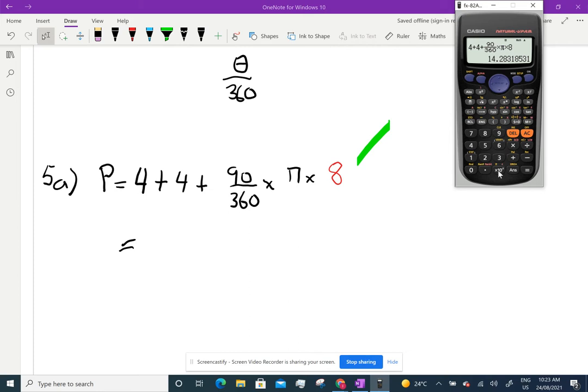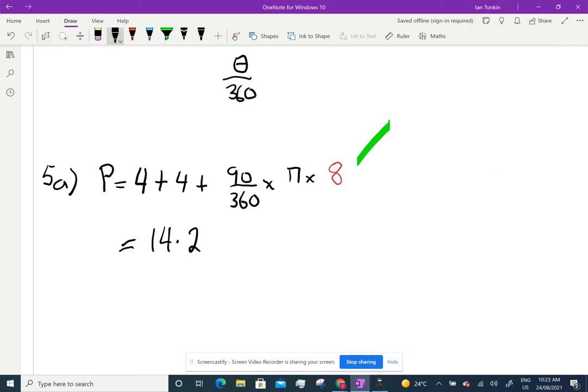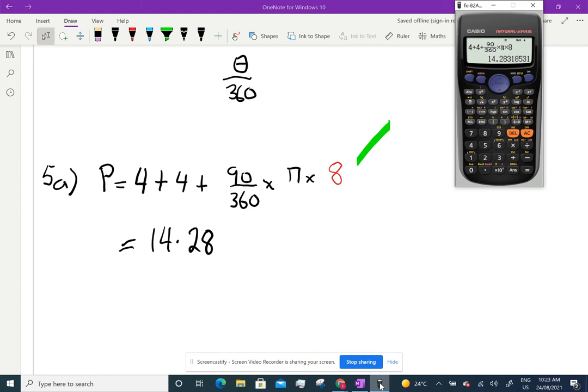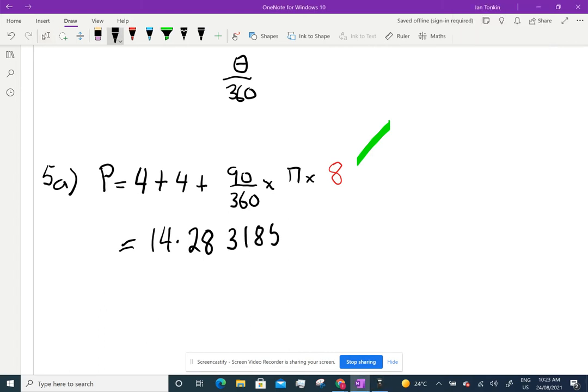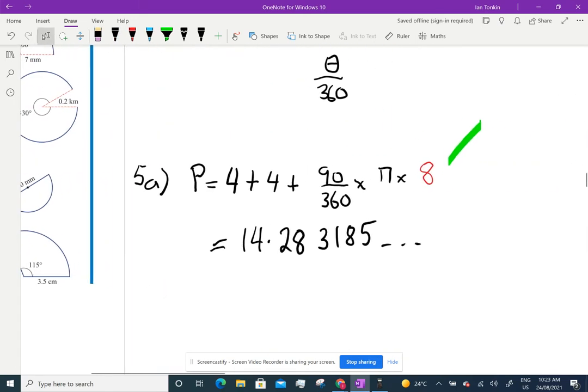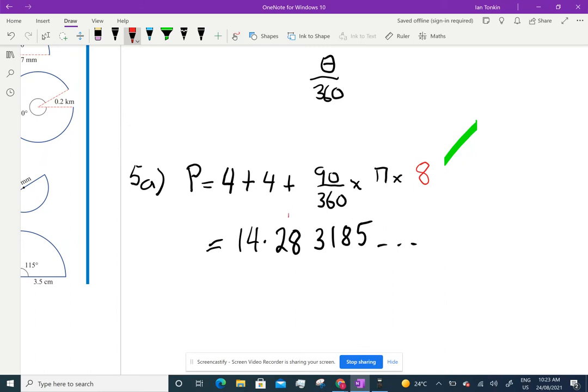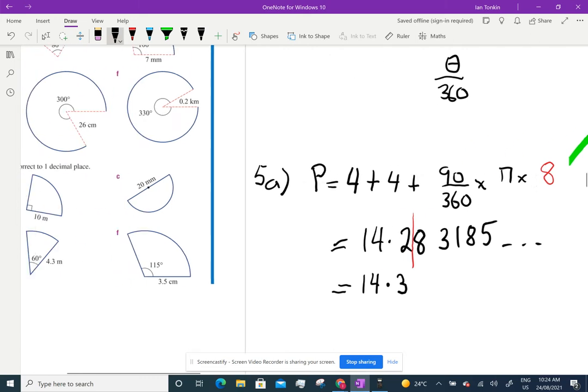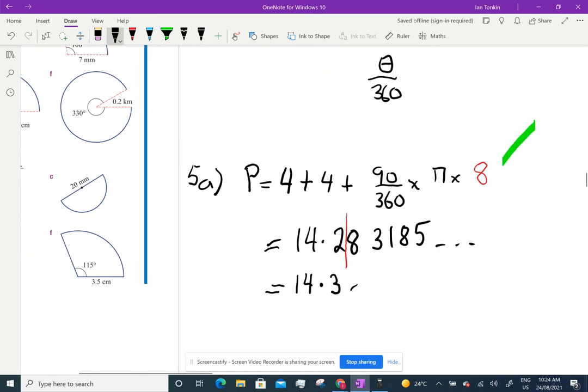How many decimal places? So 14.283185, and it keeps going. Well, how many decimal places do they want us to go to? 1. Now remember, to round decimals, you draw a line there. You go, well, 14 point, is the number behind the line 5 or bigger? Yes. So we round up. Remember to put your units in. It's in centimetres. So there's the first one.